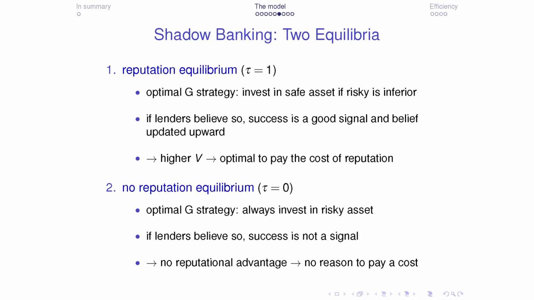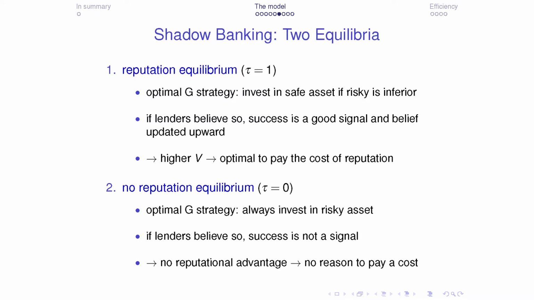In the other equilibrium, instead, the optimal strategy for the good bank is to always take the risky asset. This means that the lenders know that good and bad banks behave in the same way, so they have the same success probability. So if there is a success, there is no update in the belief about the quality of the bank. This doesn't give any reputational advantage to the bank, so there is no reason to pay a cost, and the good bank goes with the risky asset as well.